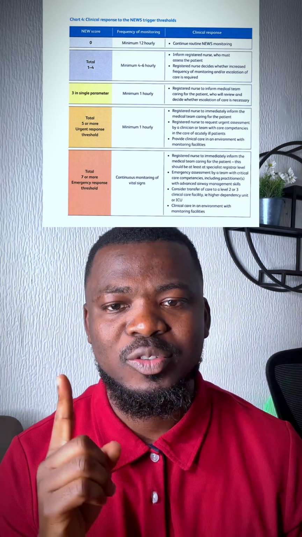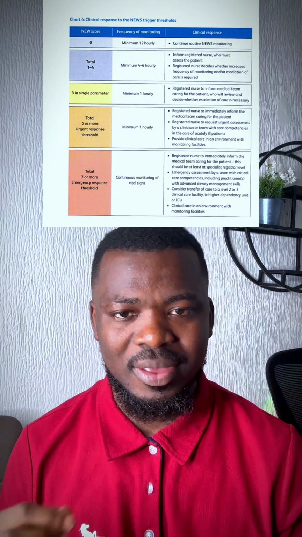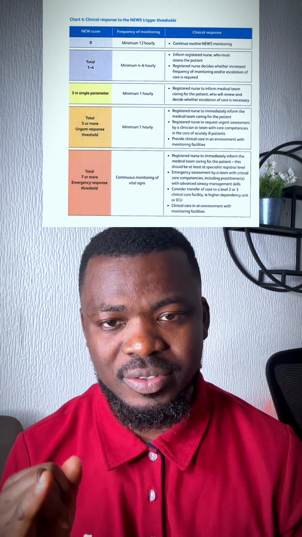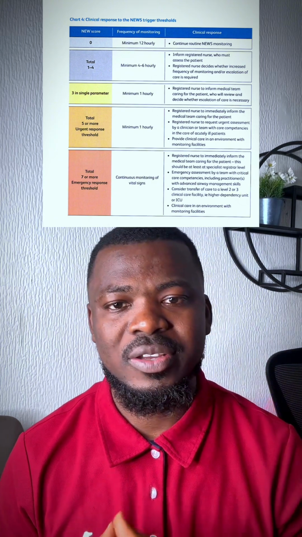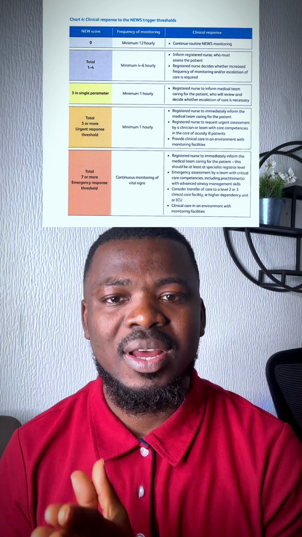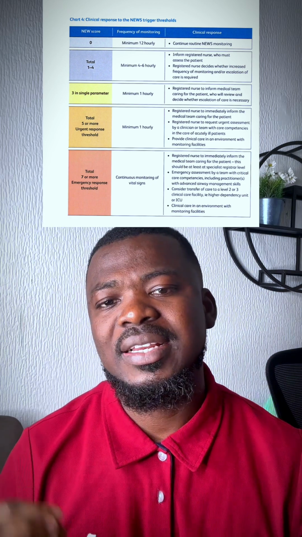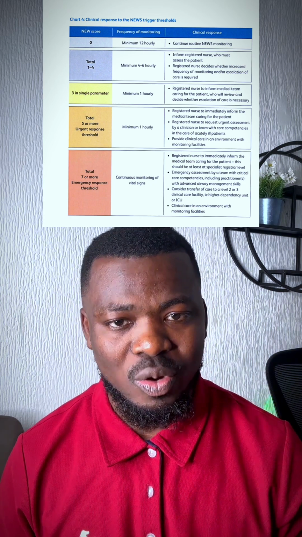However, let's take into consideration this scenario. You have a patient with a respiratory rate of 28, which will give us a NEWS score of 3. And then temperature is also scoring 1. All other parameters are scoring 0. In this case, the NEWS total of your patient is 4. Under normal circumstances, the monitoring frequency should have been 4 to 6 hourly.